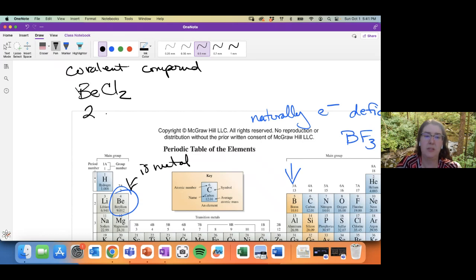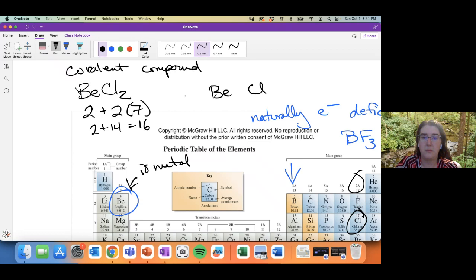So we still are going to give this 2 valence electrons. 2 times chlorine is over here, 7. That's 2 plus 14, which is 16. So I'm going to put beryllium in the middle. Connect things together. I get 12 left over. 2, 4, 6, 8, 10, 12. Done.